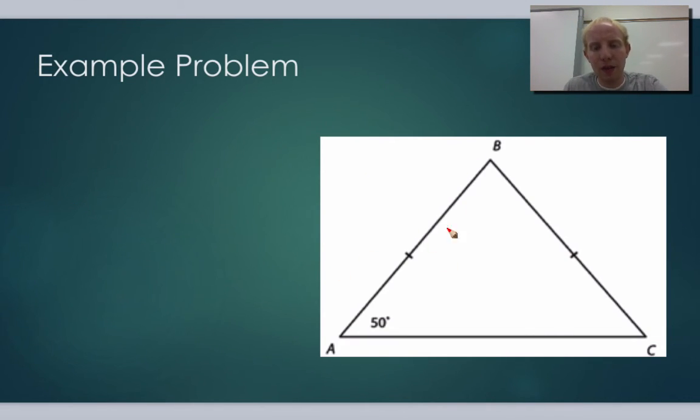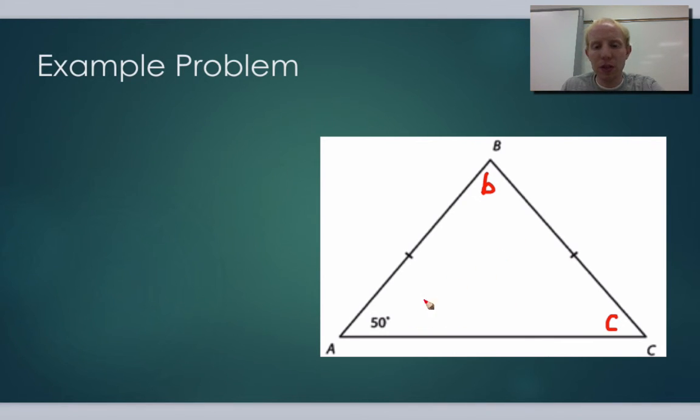So let's say we have this triangle here, and we're trying to find the measure of this angle here, which we'll call C, and this angle here, which we'll call B. Okay, now initially you might be saying, well, I want to do the triangle sum theorem, but we only have the measure of one angle, so we can't figure out B and C without using something else.